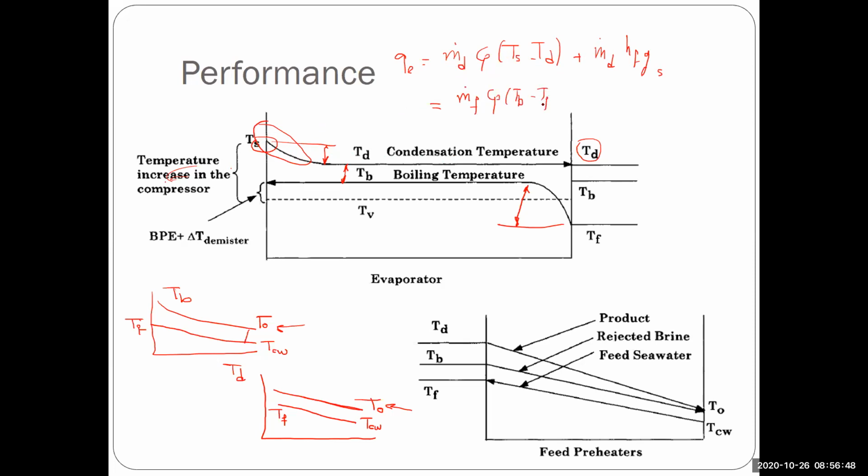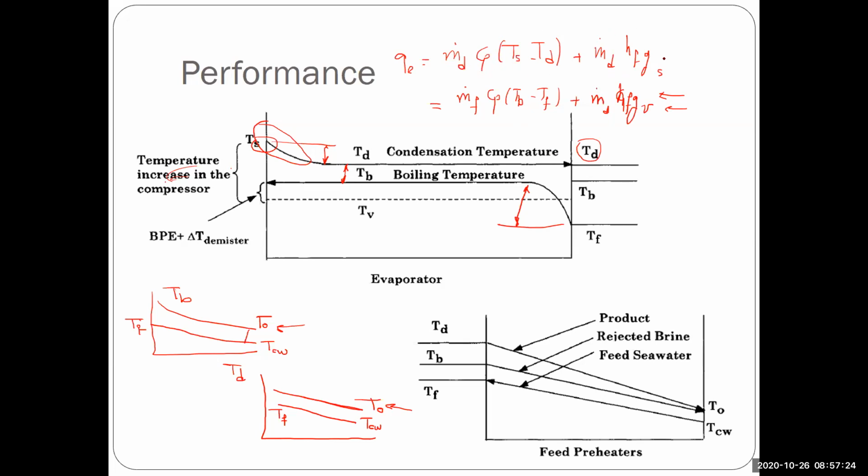from TF to TB, and it will evaporate part of the feed, m dot distillate into HFG of the vapor. This part of the equation we have written before for the single effect evaporation and the single effect evaporation with thermal vapor compression. But it is this part here, which is not m dot s HFG as we used to write it before, but it is made of two components.